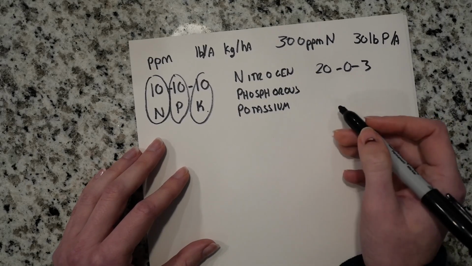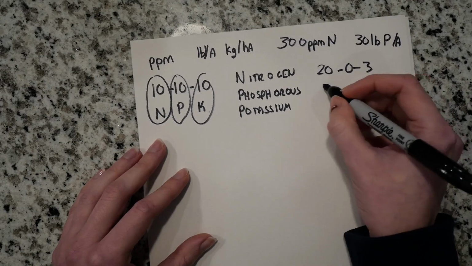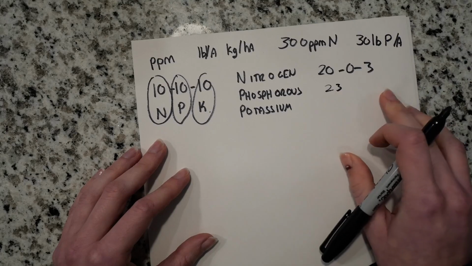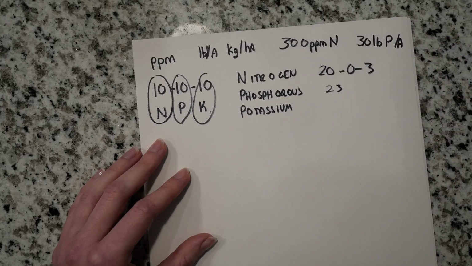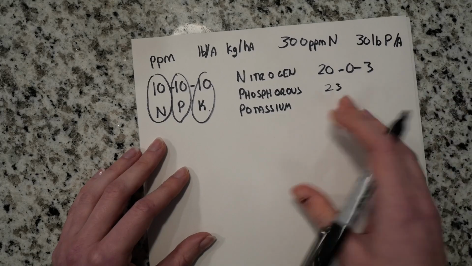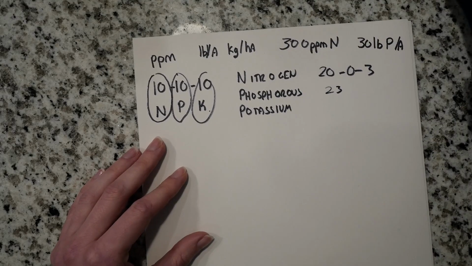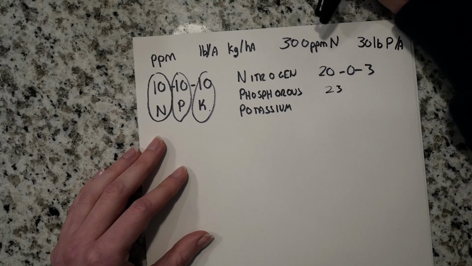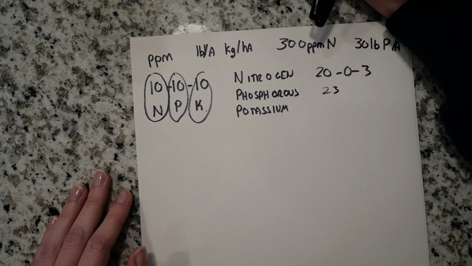Whatever remaining percentage, by the way, like in 20, 0, 3, what's the other 77%? That's just what we call inert material. It could be dye, or certain bulky material to help spreading easier. Anything that's aside from that is just a different aspect of the fertilizer to help it, but it's not an actual nutrient, or it could be different micronutrients.